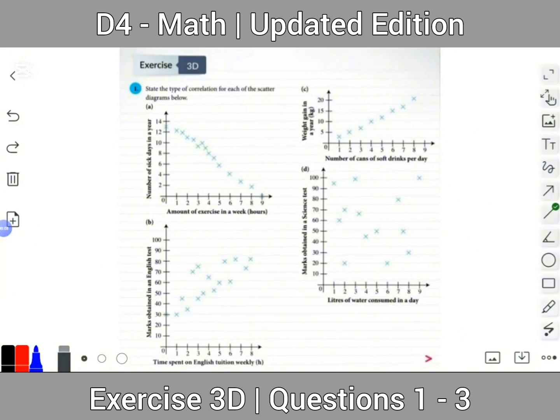So in part A, we will draw a scatter diagram. We will draw a line of best fit, just like this. Approximately the same number of points lie above or below the line of best fit. So here we have the line of best fit like here.